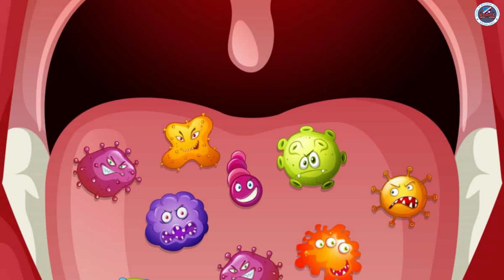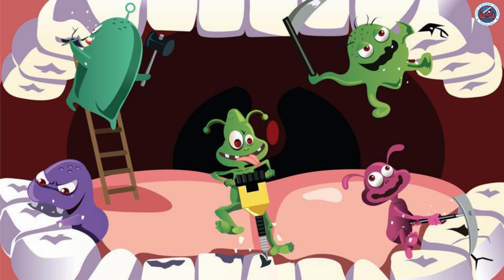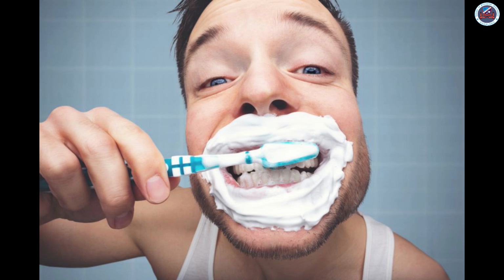There are millions of bacteria in our mouth. These bacteria feed on the food pieces left on our teeth. These bacteria produce acid when they feed. This acid damages our teeth and makes them decay. A toothpaste contains alkali and this helps to neutralize the acid.